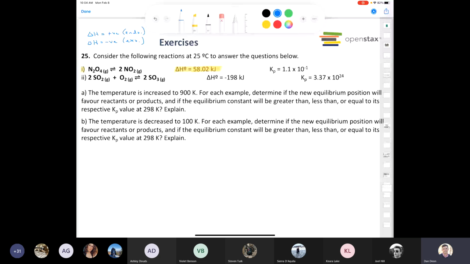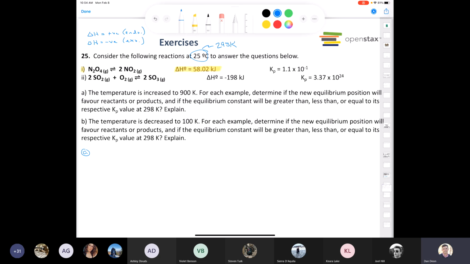All right, so let's take a look at these reactions at 25 degrees Celsius and answer these questions. So the first one is an endothermic reaction. And it says the temperature of this reaction is increased to 900 Kelvin. Now we're starting out at 25 degrees Celsius. 25 degrees Celsius is 298 Kelvin.